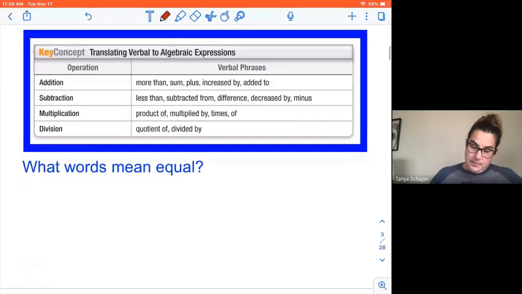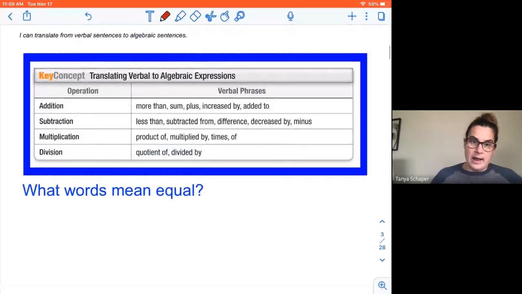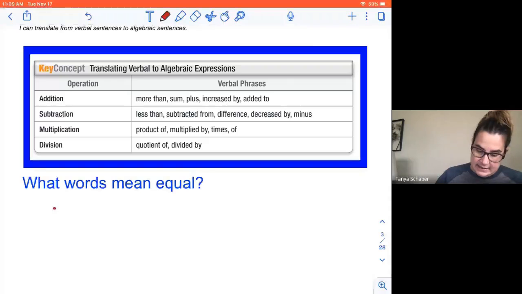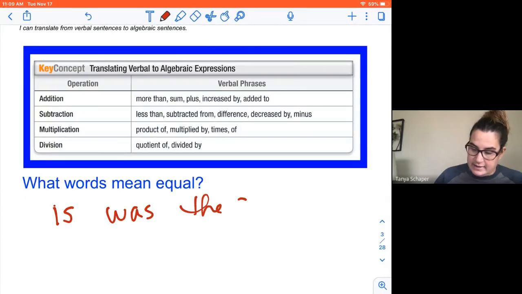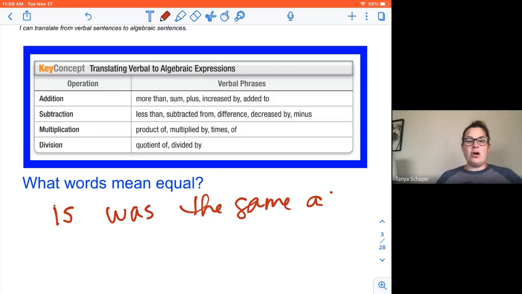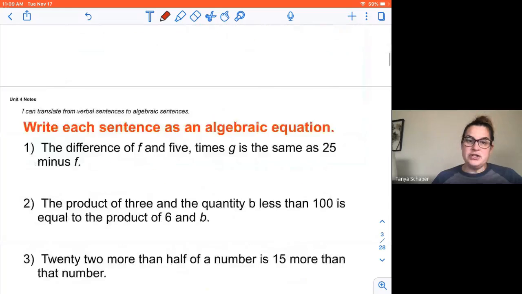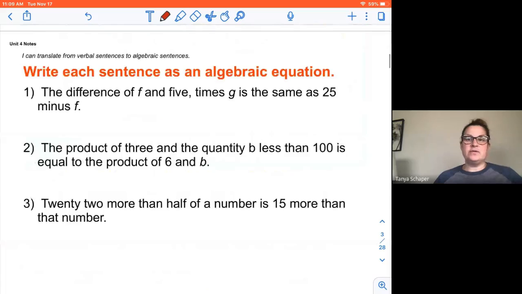All right, taking a peek here. This is, again, a reminder from Unit 3. We came up with these. We talked through them. Again, words that mean equal: is, was, the same as. Those are all different phrases that we can use. So I want you to pause the video and try these 3 and then come back.